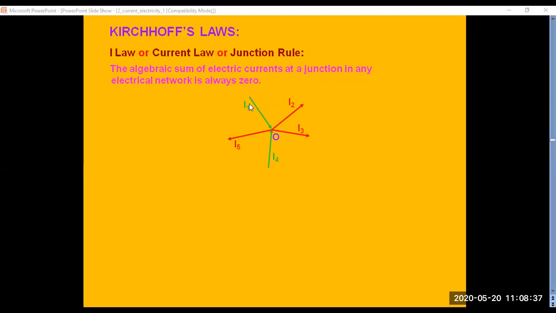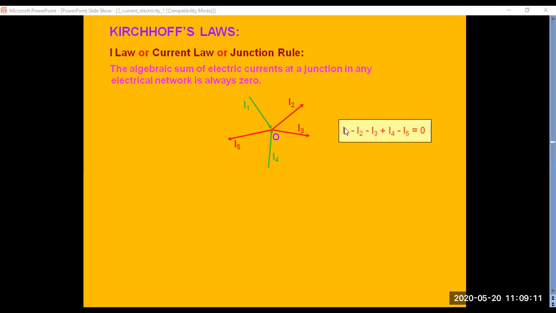So what is entering here? I1 and I4. When I use the term algebraic sum, I1 and I4 will be taken as positive. Observe clearly. Green color arrow mark is entering towards O. So whichever is entering, I'm taking it as positive. Current elements leaving from the point O, we are taking it as negative. So observe, I1 is entering, so we take it to be positive. I2, it's in red color and arrow mark is outward.